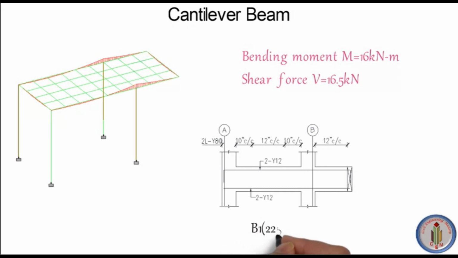So the beam size is 225 by 375 mm. So here we have got the top bar as 2y12. 2 indicates the number of bars and y indicates the dia of bar. Bottom also we have provided 2y12, and stirrups we have calculated as 2-legged y8 at 10 inch, 12 inch and 10 inch center to center. So this length we need to divide into 3 parts, and then we have to provide the spacing for stirrups. And for the cantilever portion we are providing 12 inch center to center.